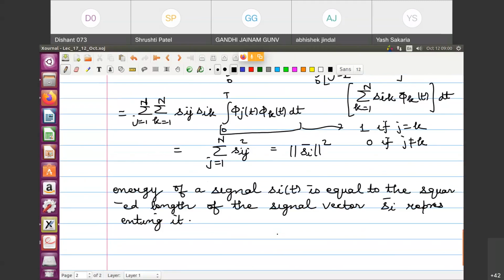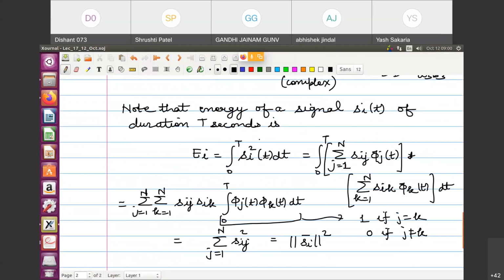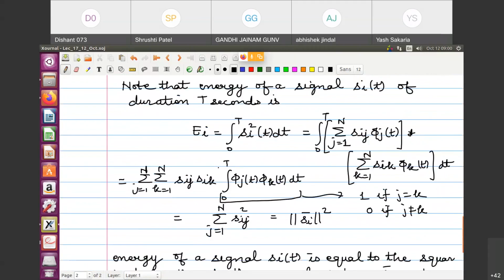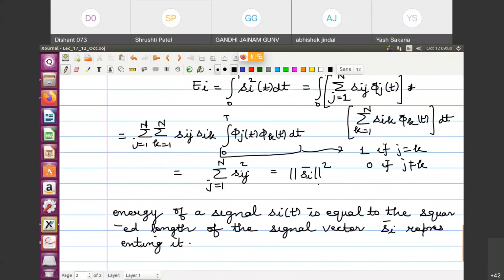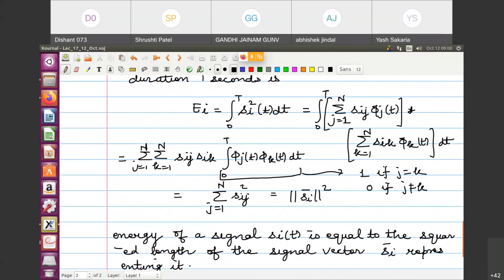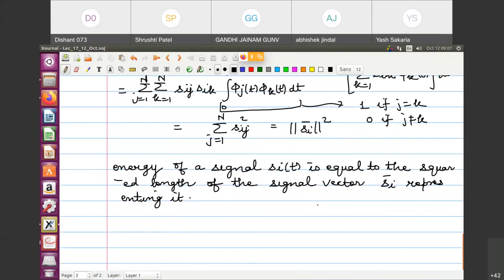So you can see that if at all you have the concept of energy for these signals, this has an analogous entity in the signal space. The analogous entity is this length. So energy of the signal is straightforward equal to the squared length of the vector representing the signal in the signal space.